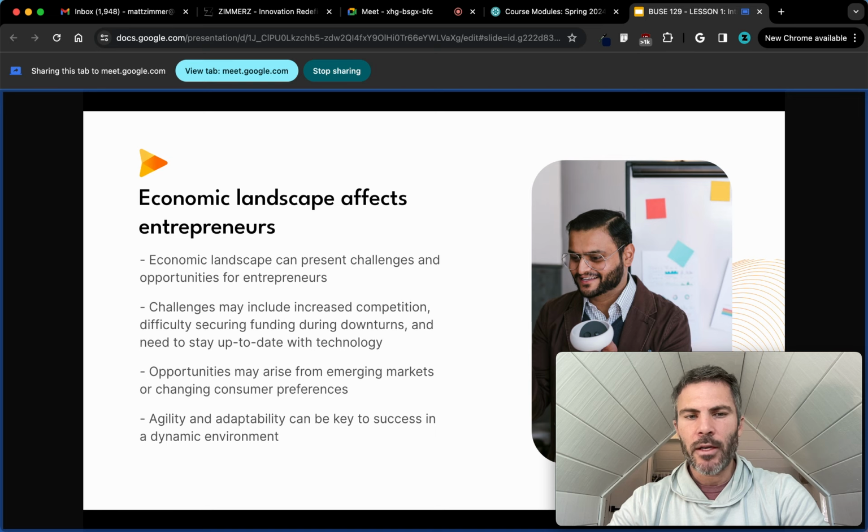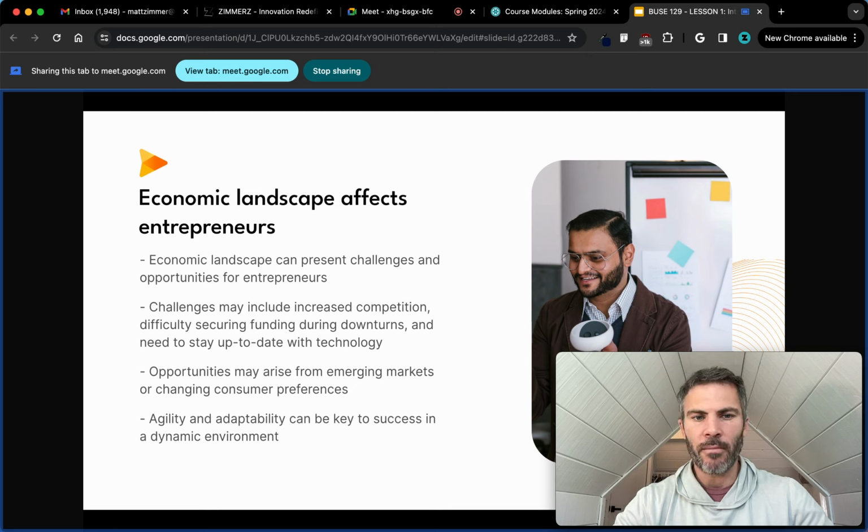As we're putting together these plans, we want to recognize that the economic landscape has big effects on what we can do, what we should do, and where we should be putting our efforts. So obviously, things like interest rates and these macro effects can create challenges and affect what we want to do or are able to do.